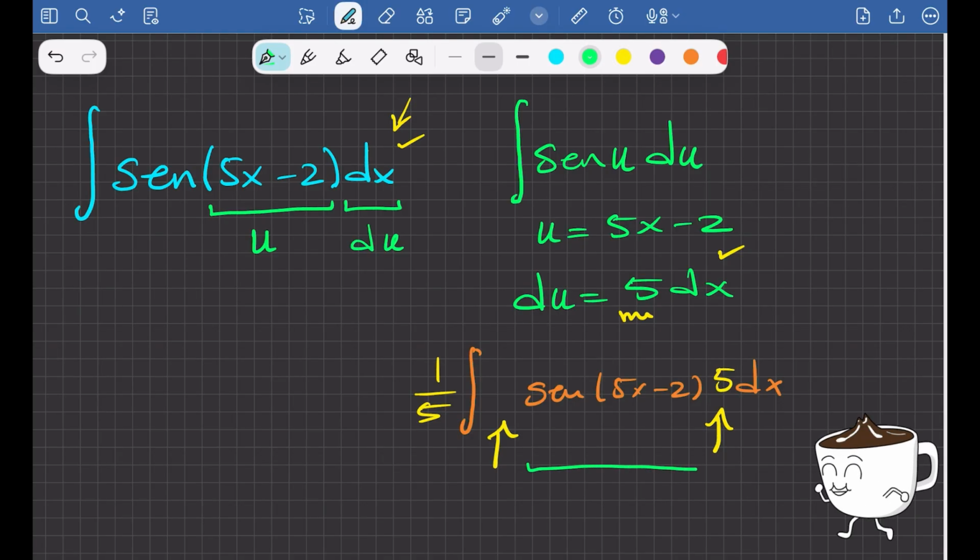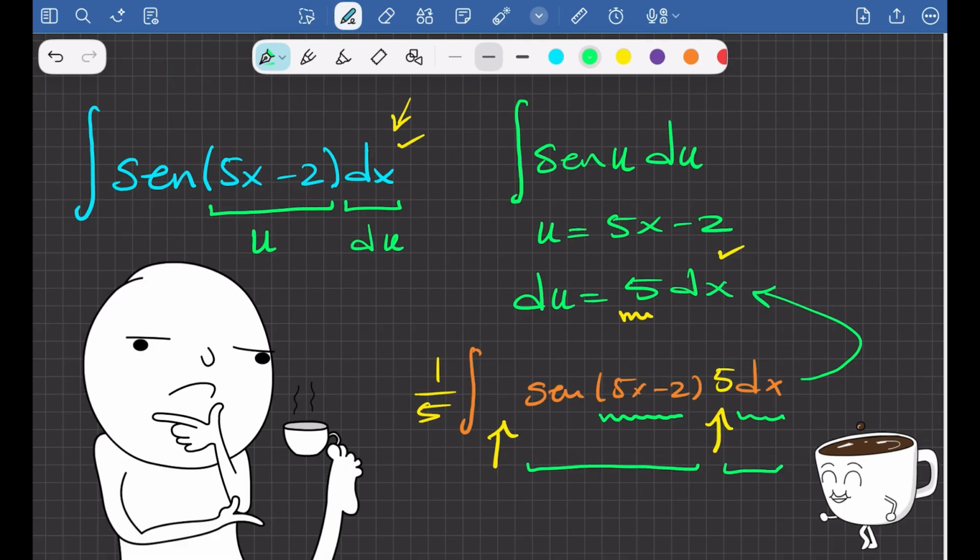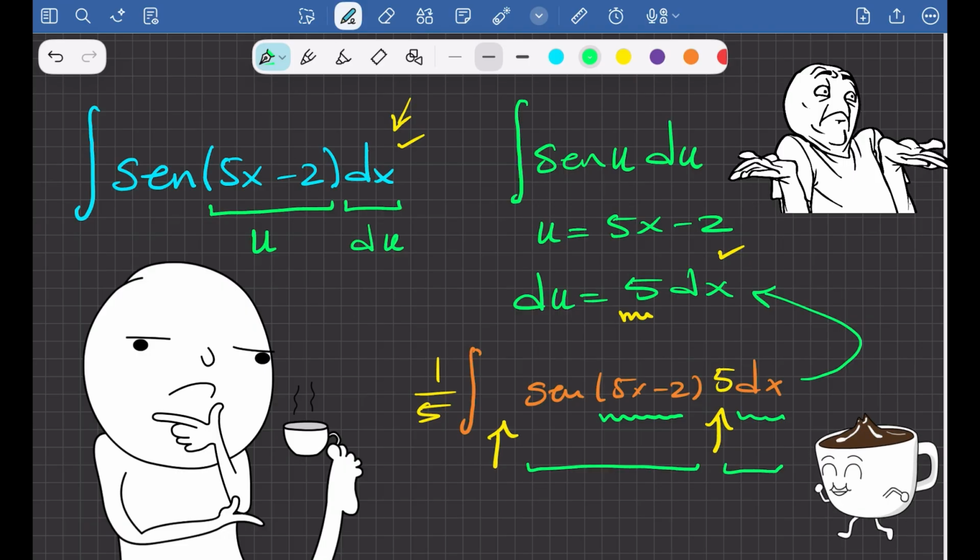I will put it with another color. We already have our u, and the du is complete. We have 5dx, and this 5dx must be the same as the du part that we asked for at the top. The 5dx is complete. We can now perform the integral.